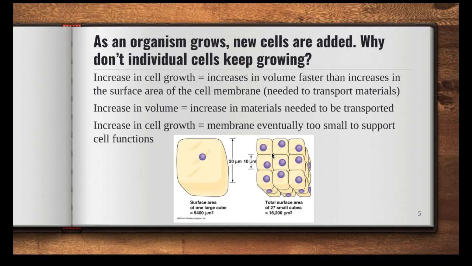So that is why we have to go through cell division. We can't just have one giant cell. We have to be able to support all of the cell processes inside the cell using the cell membrane. The cell membrane has to be a certain size in order to support all the stuff that's happening on the inside.